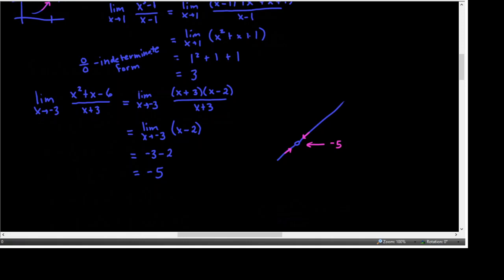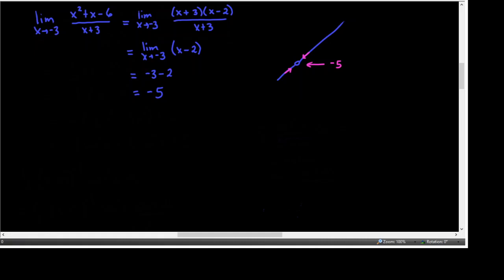So that's kind of graphical confirmation of what we just found. Okay, so again, that 0 divided by 0 is called an indeterminate form because we can't determine its value simply because it's 0 over 0. We can't figure it out from that fact.